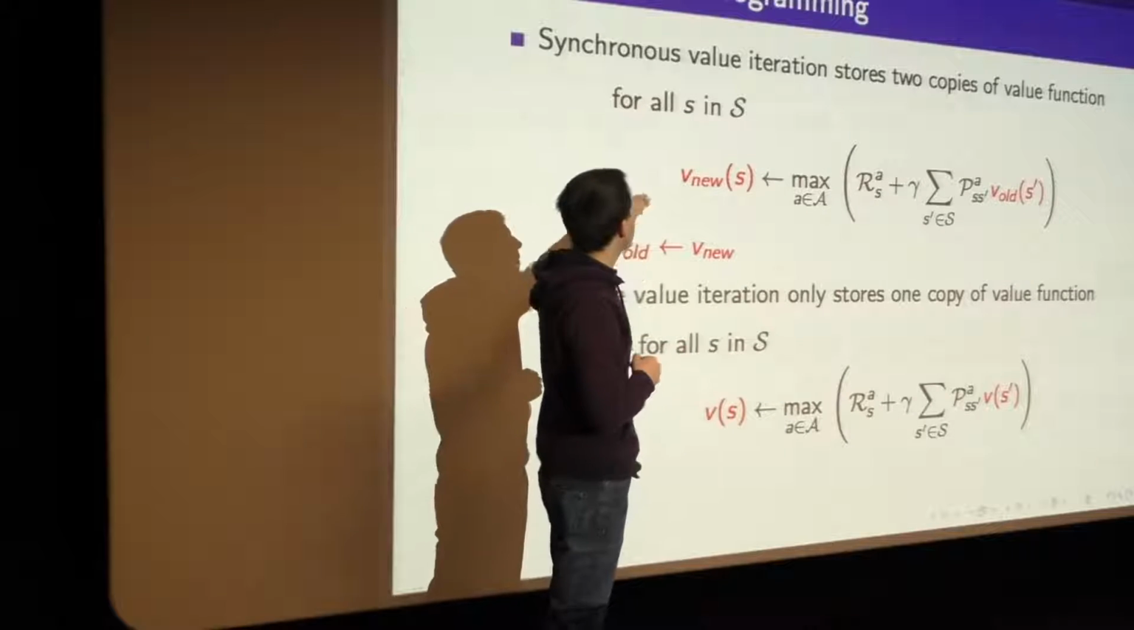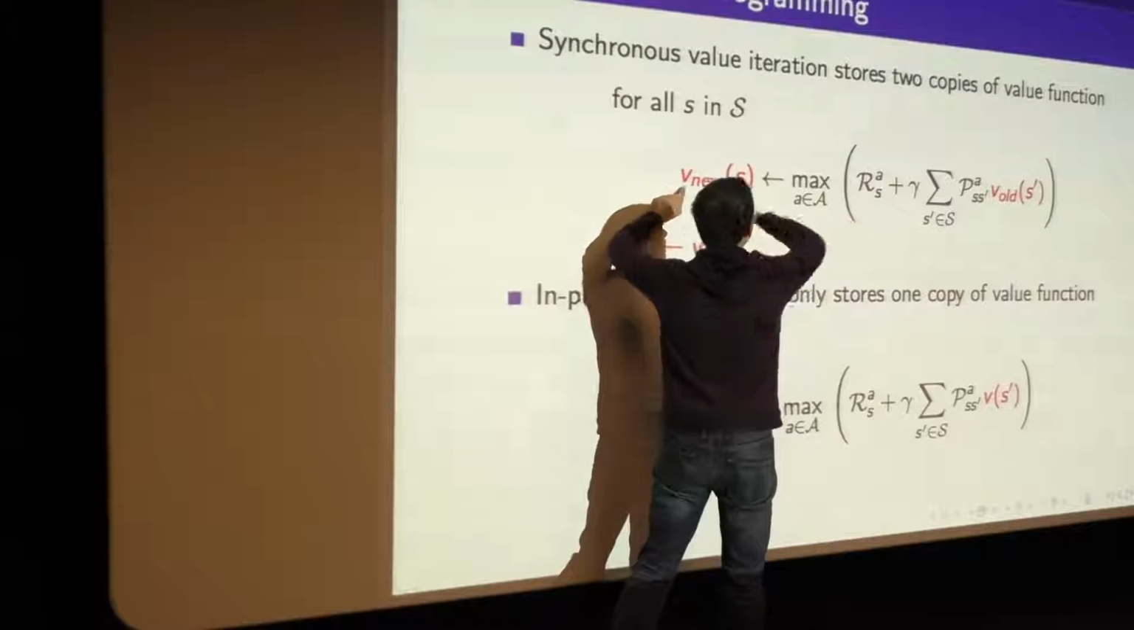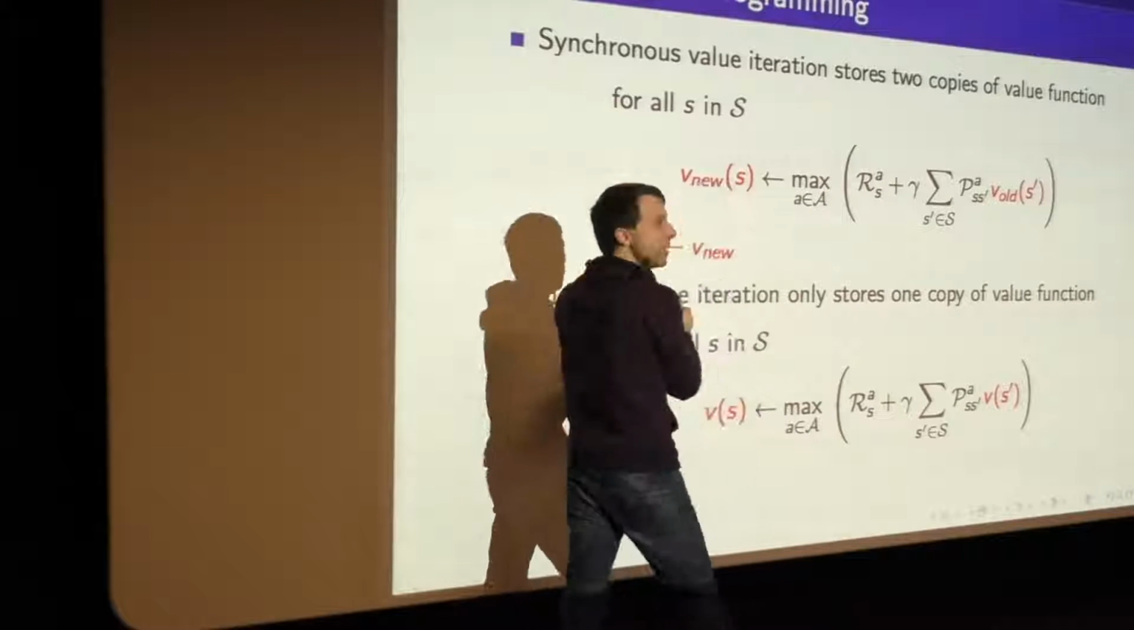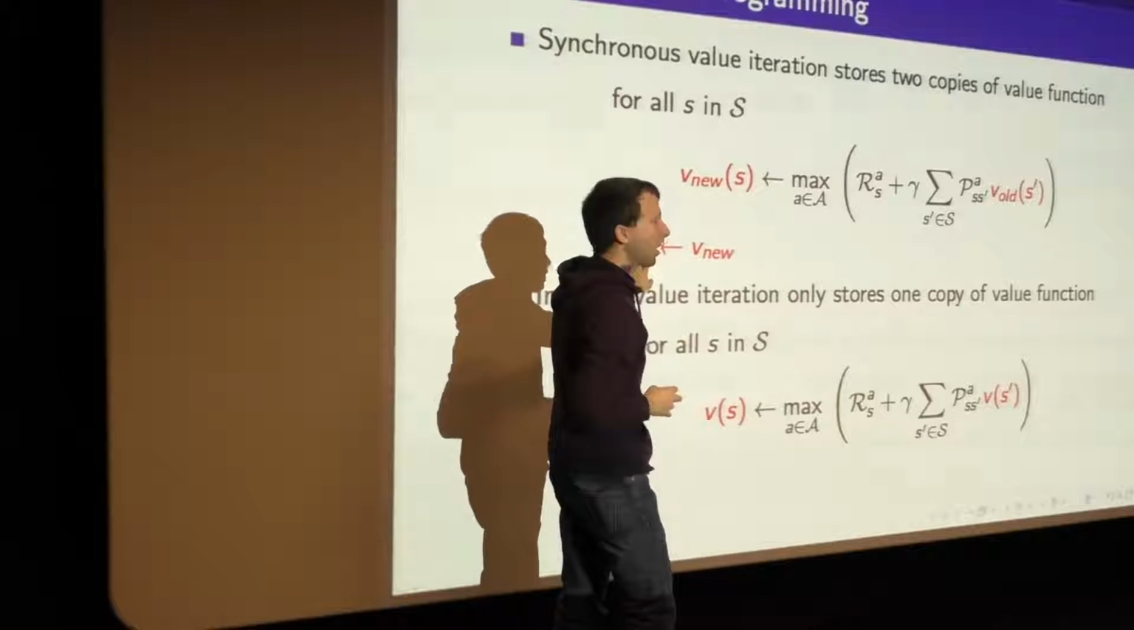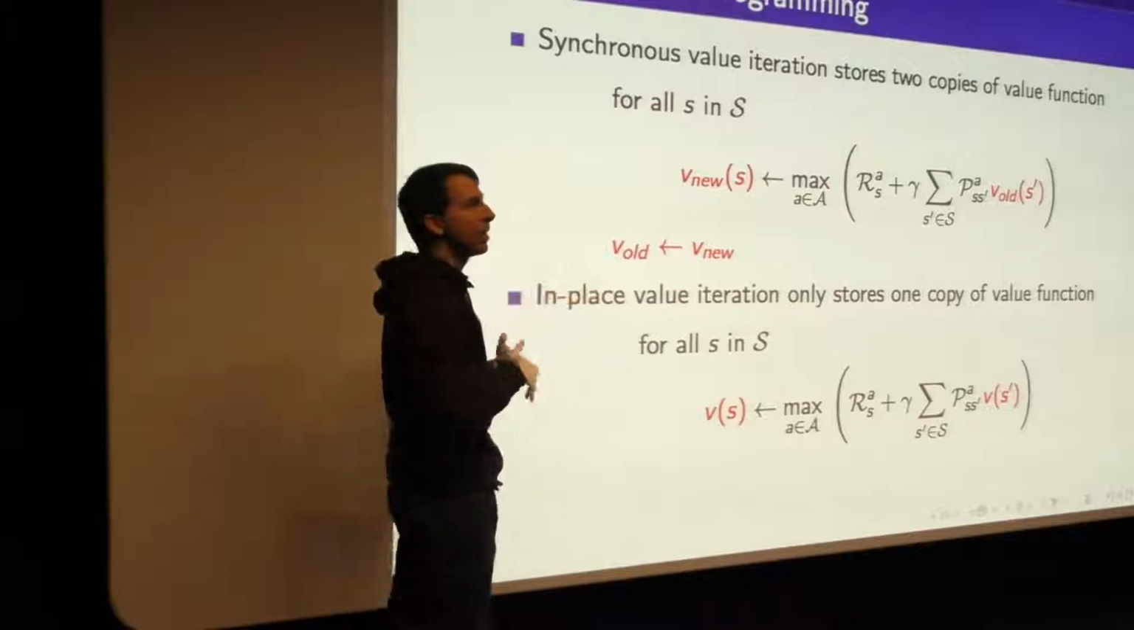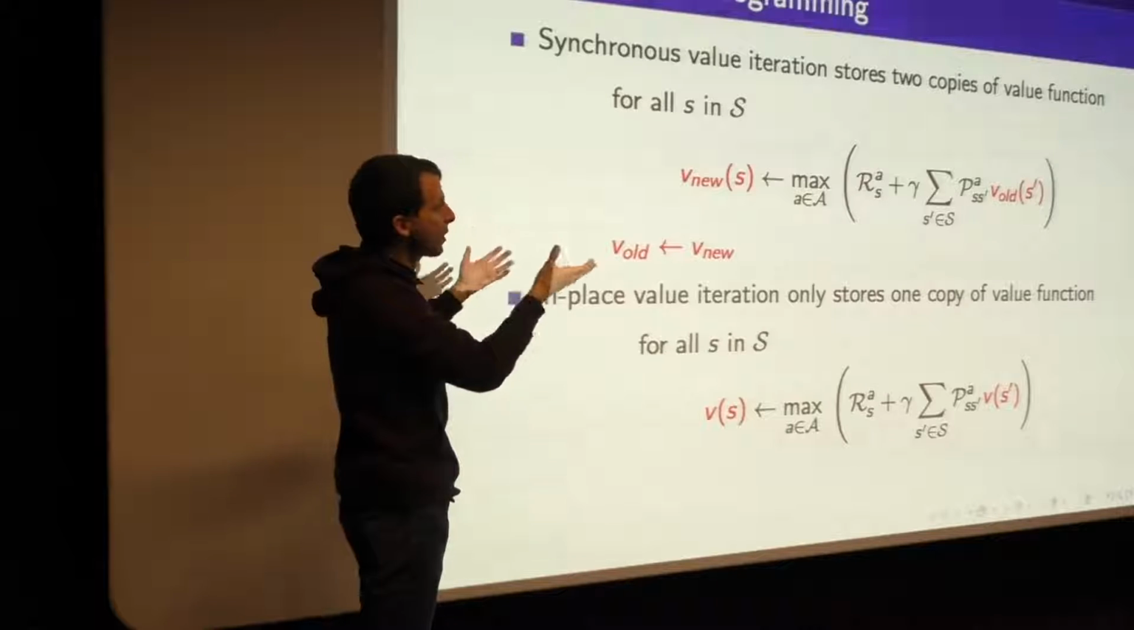What we do is a sweep over this, we update every state in our new state space, and then typically you just switch these things over. So you put your new values into your old values, and then you repeat. So that's how you would actually program this.